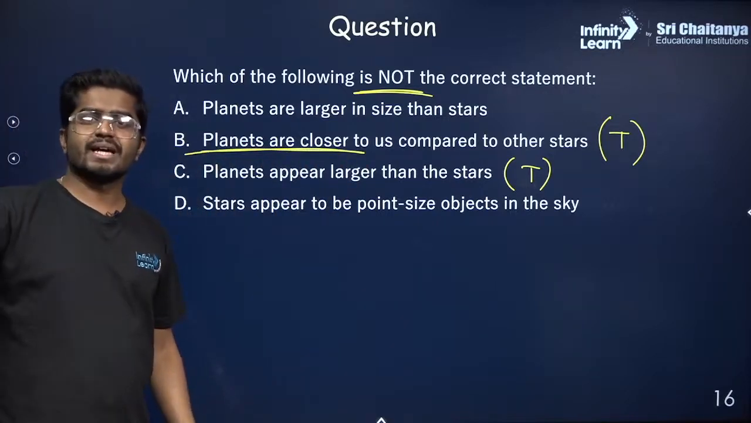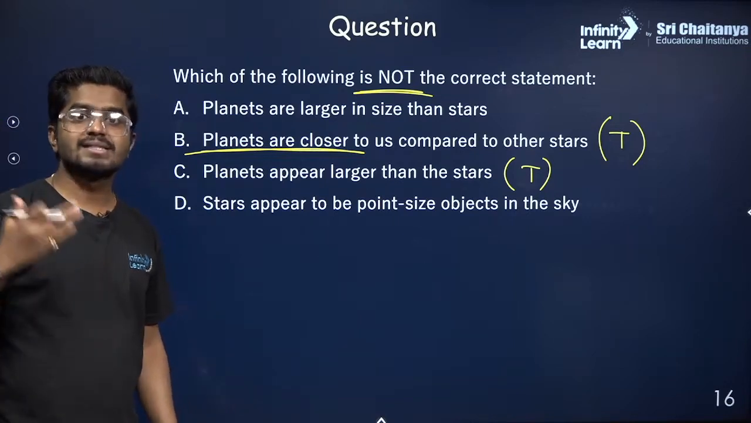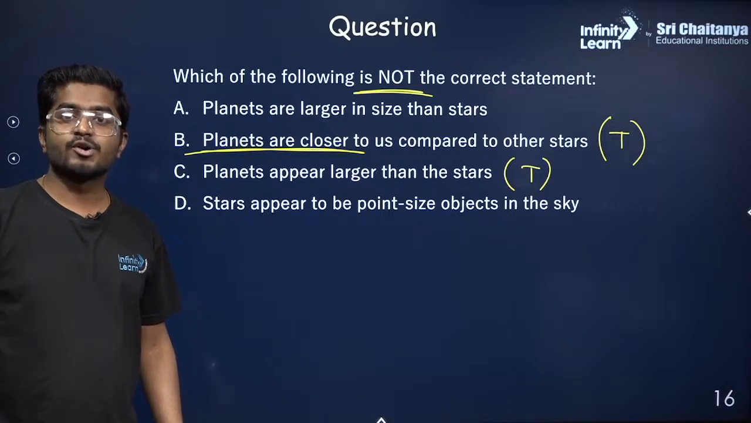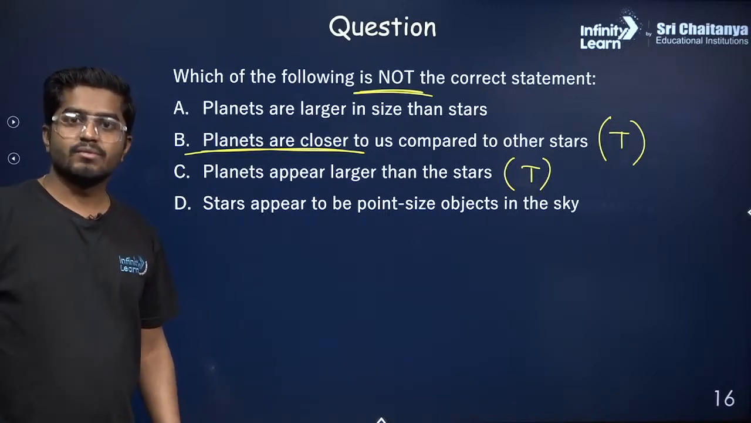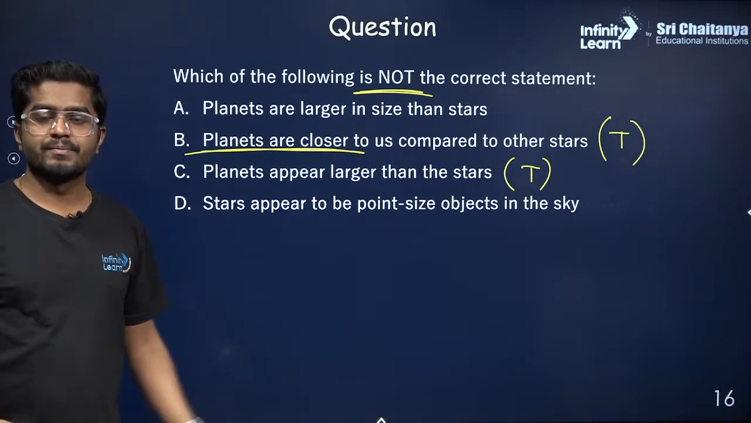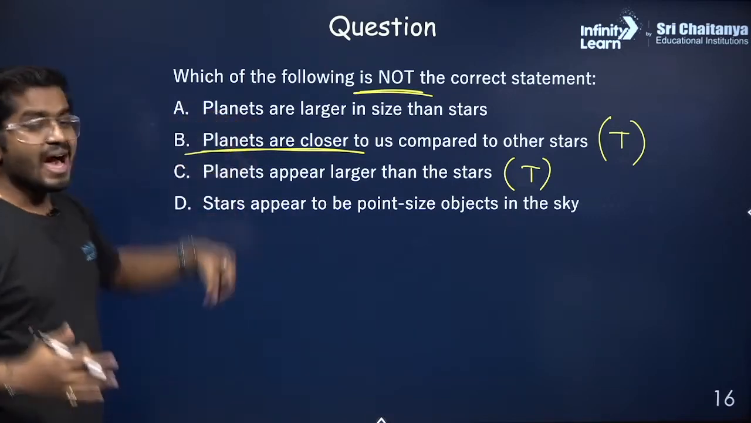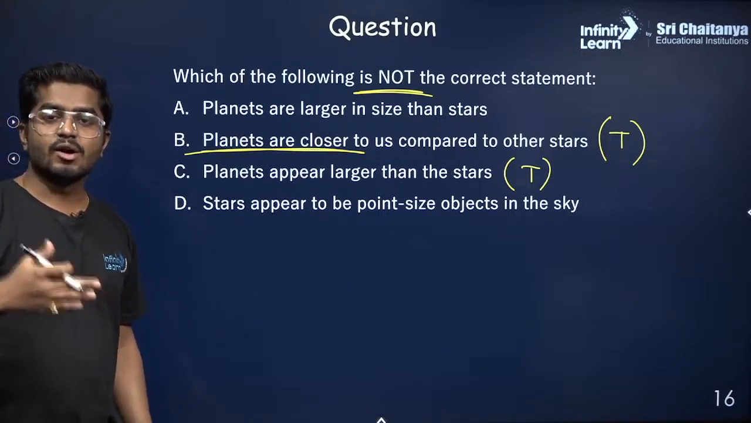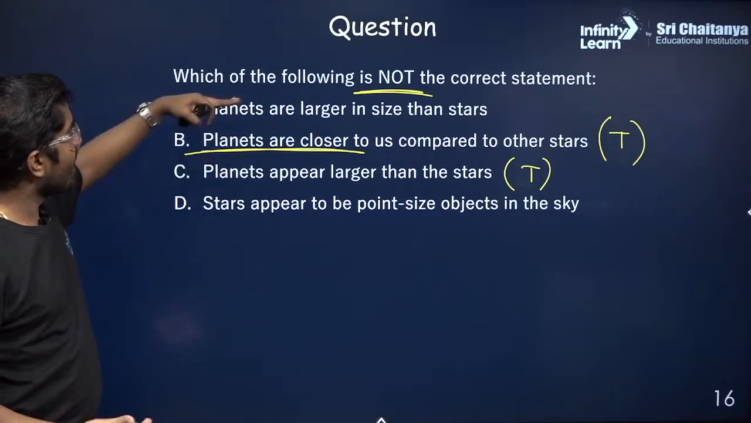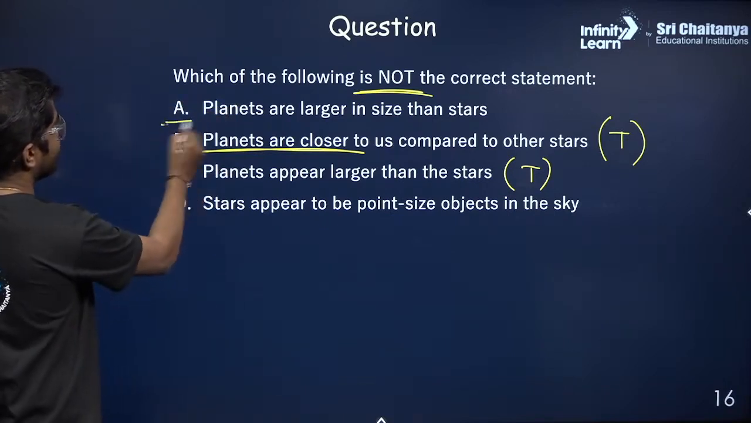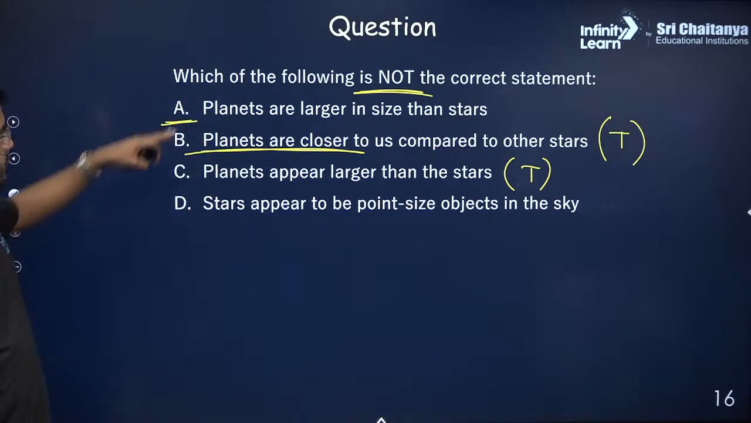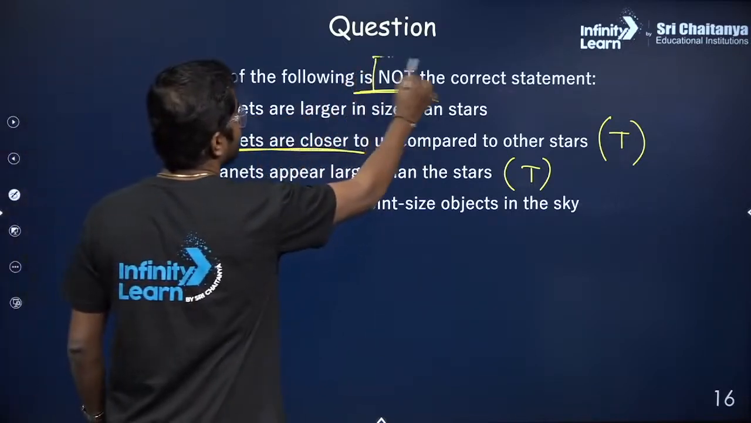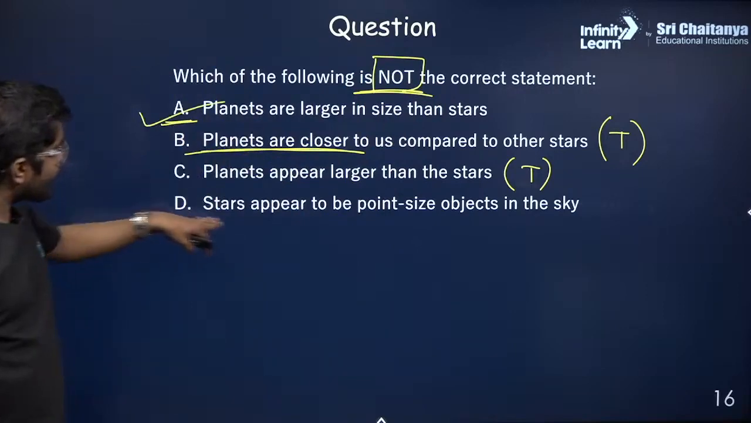Planets बहुत close हैं. The nearest star to us is the Sun. But after that, the second nearest star is Proxima Centauri, which is quite far, outside our solar system. Correct? So the stars are very far. They are much larger than our Sun or our Earth, but they are very far. So is this a correct statement? First one, planets are larger in size. This one is not correct. We want to find the not correct one.